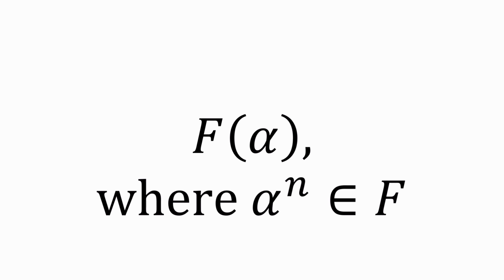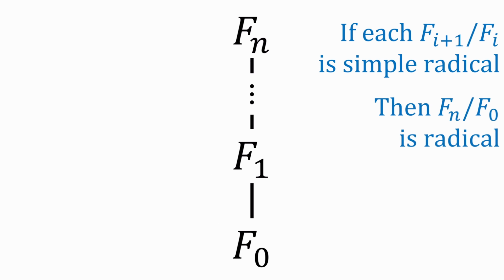For example, 2 is rational, so adjoining the cube root of 2 to the rational numbers is a simple radical extension. If we chain together multiple simple radical extensions, we get what's called a radical extension. Finally, we are now ready to define solvability by radicals.